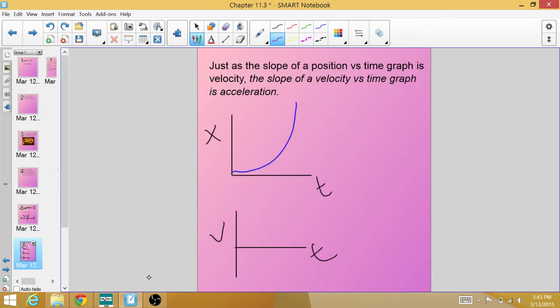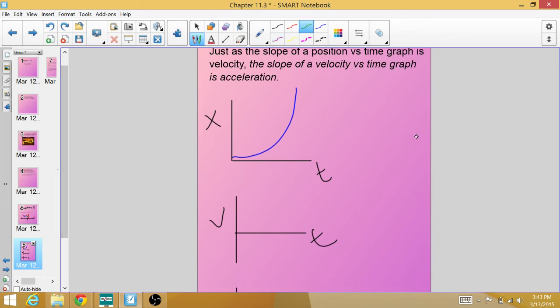Now, just like the slope of a position versus time graph being the velocity, the slope of a velocity versus time graph is acceleration. And we're going to take a look at what this looks like based on this position versus time graph. So remember, when we analyze the slope of a graph, we have to look at three things. Where does it start? Is the slope constant or changing? And is it positive or negative?